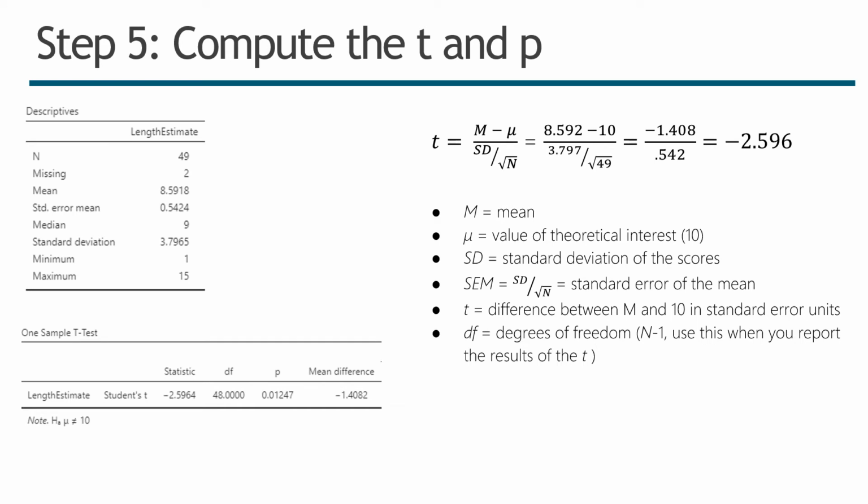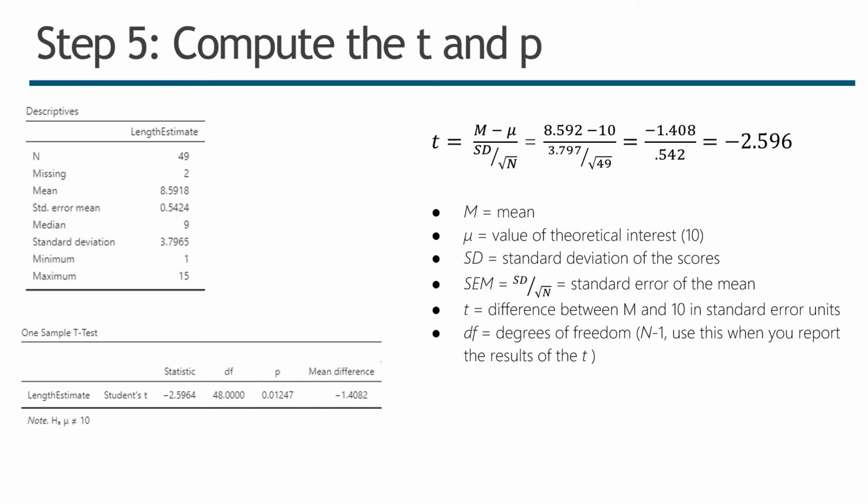Your next step, step 5, is to compute a t and a p. Right? We're doing a single sample t, and when we do a single sample t, we're going to get a p with it as well. So I used Jamovi to generate this output. But if you use different software, you'll have a slightly different looking output.